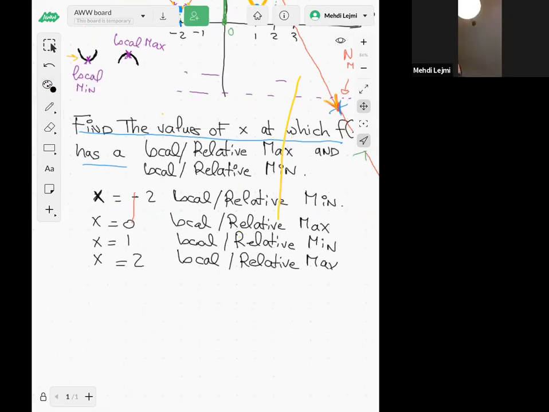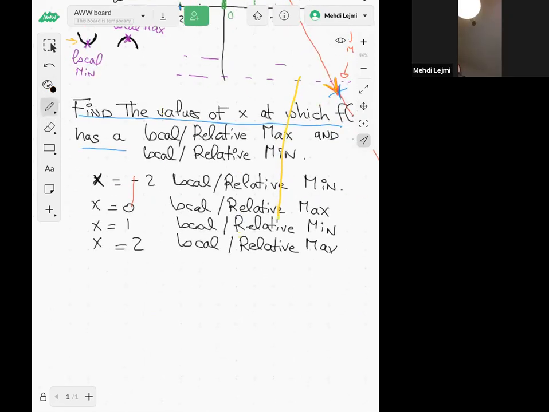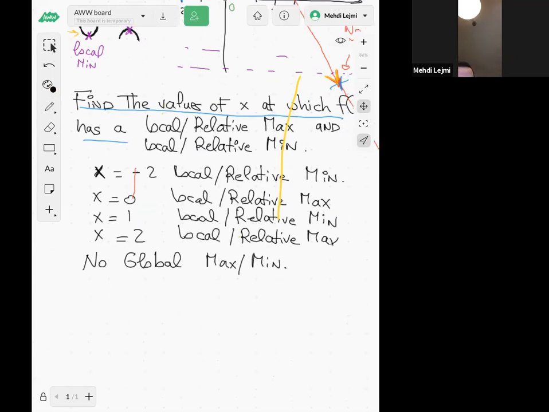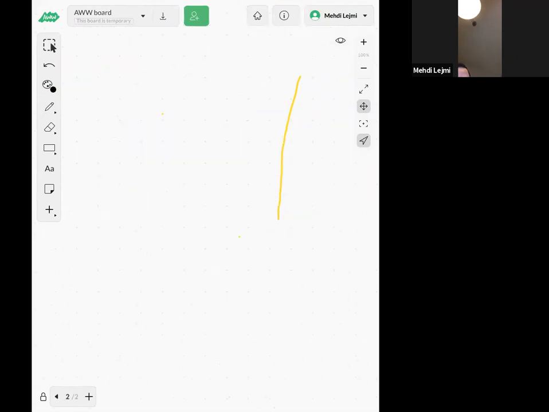So let me just write down here for you guys. There's no global max or global min. All right. Okay, so here's an exercise.